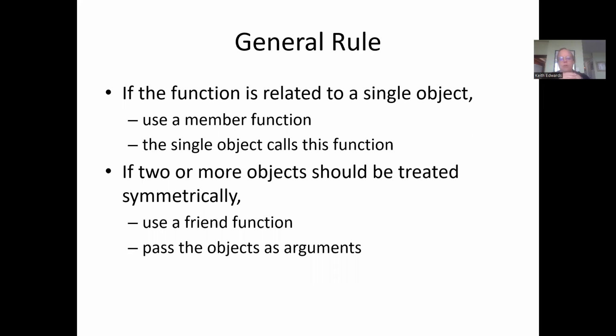So if the function is related to a single object, then obviously use a member function, and the single object will call that function. If two or more objects need to be treated symmetrically, that is treated in the same way, use a friend function and pass the objects as arguments to that friend function, which will have access to their private data.